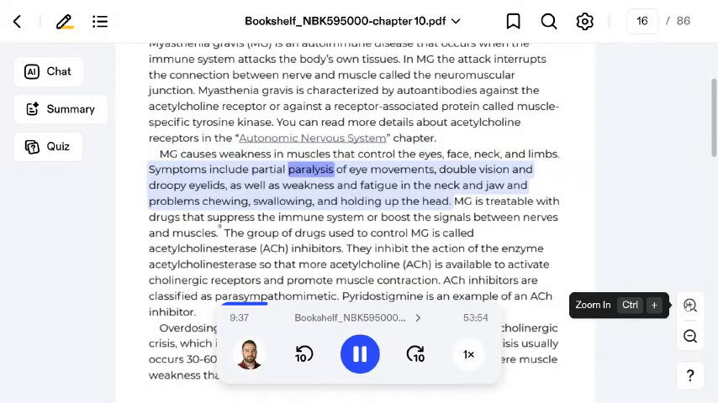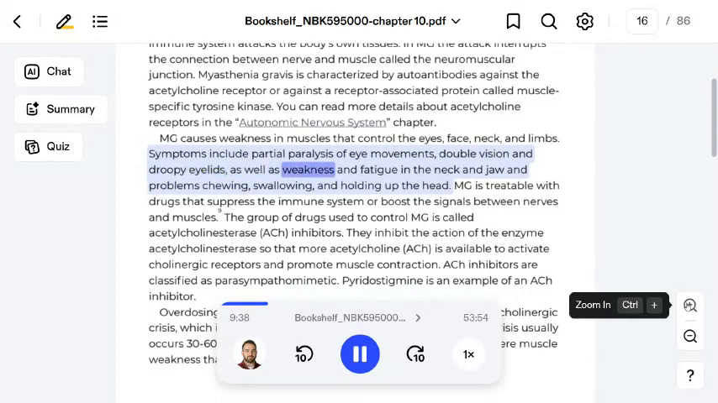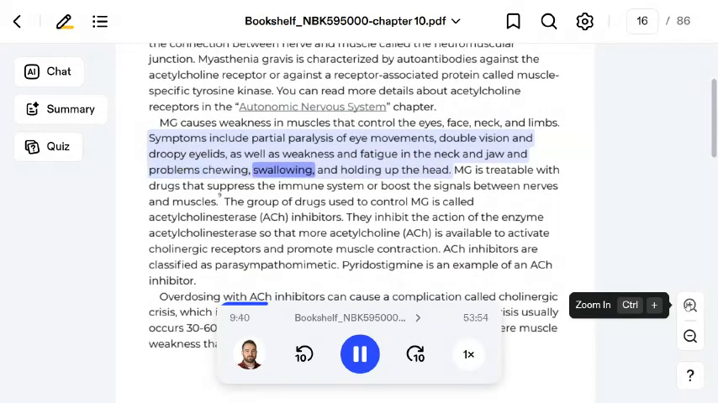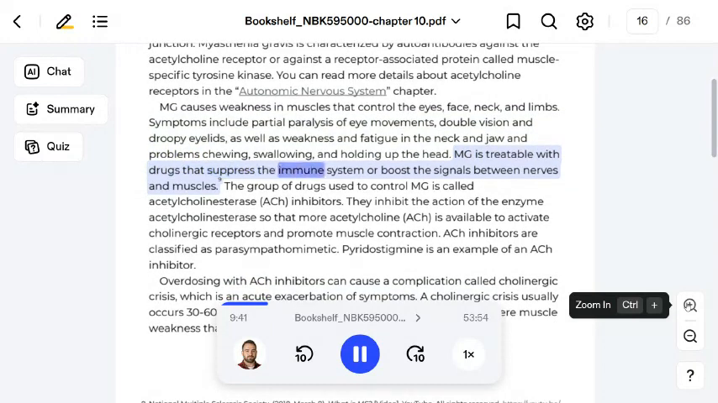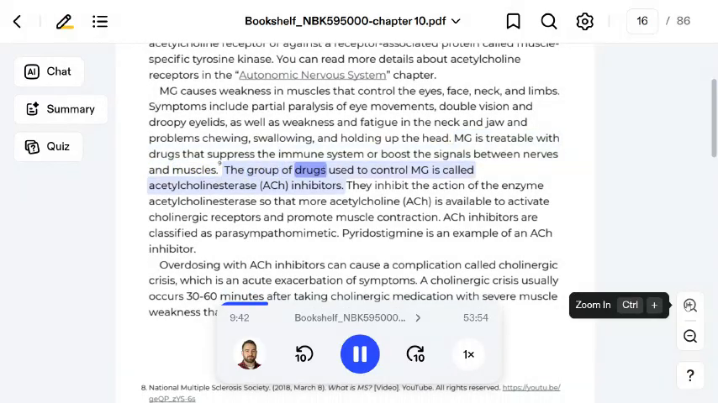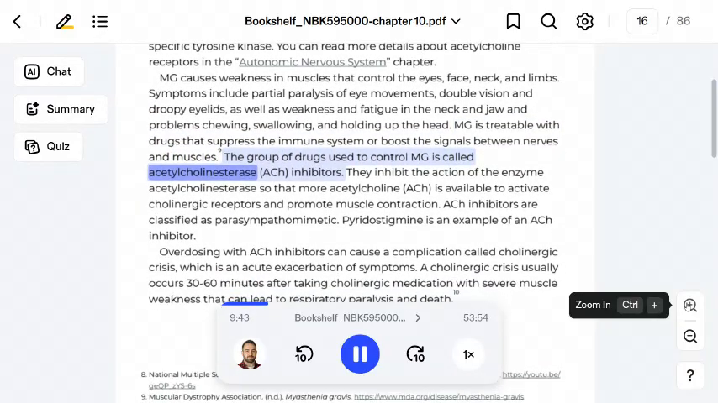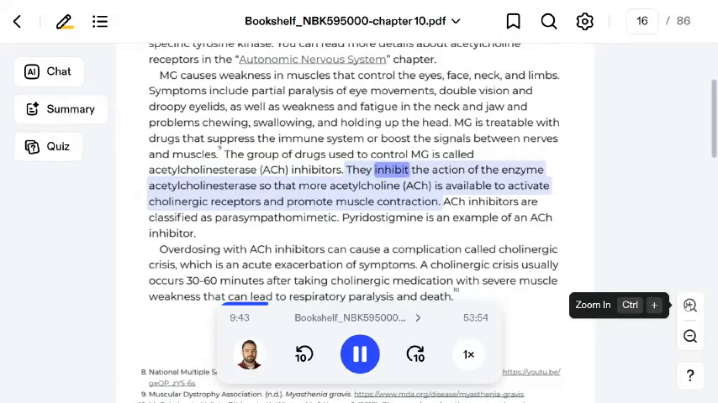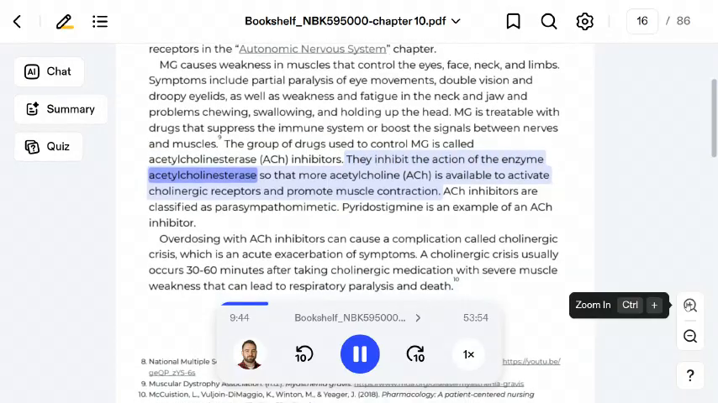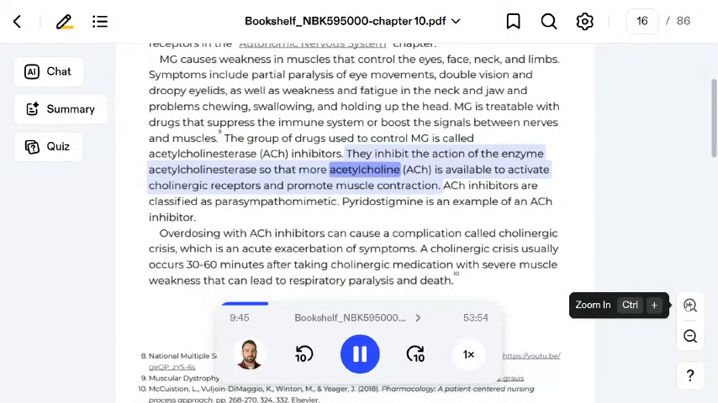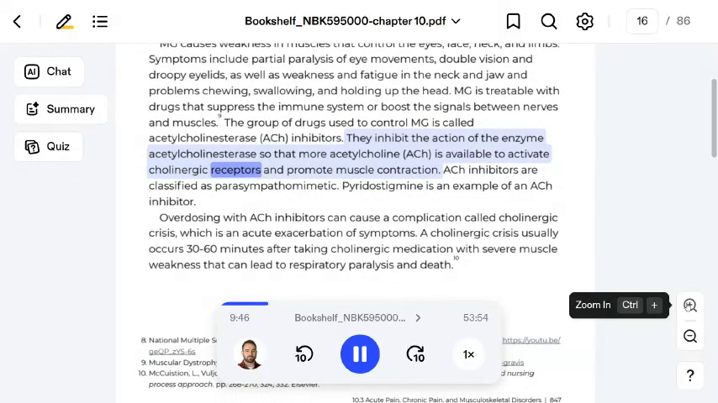Symptoms include partial paralysis of eye movements, double vision, and droopy eyelids, as well as weakness and fatigue in the neck and jaw, and problems chewing, swallowing, and holding up the head. MG is treatable with drugs that suppress the immune system or boost the signals between nerves and muscles. The group of drugs used to control MG is called acetylcholinesterase inhibitors. They inhibit the action of the enzyme acetylcholinesterase, so that more acetylcholine is available to activate cholinergic receptors and promote muscle contraction.